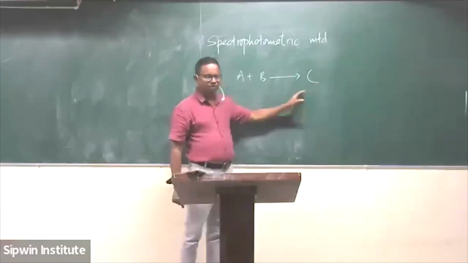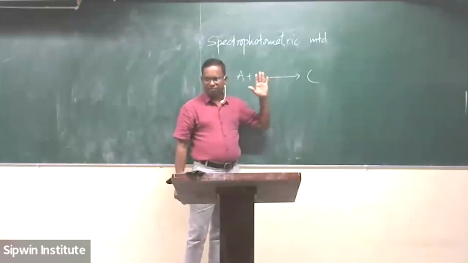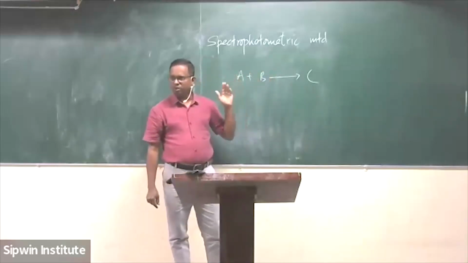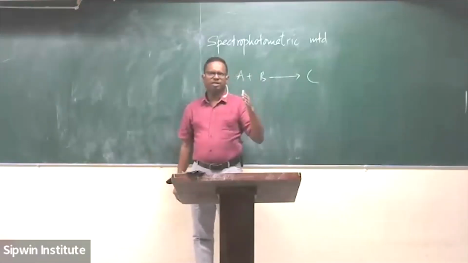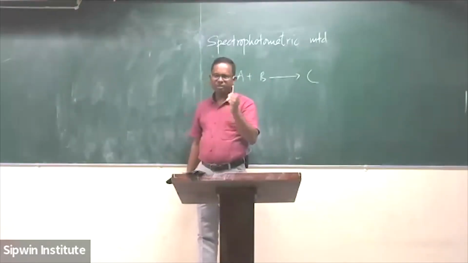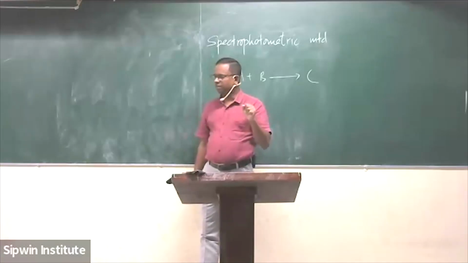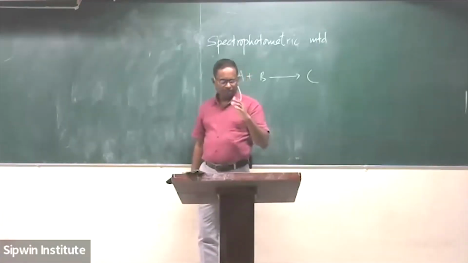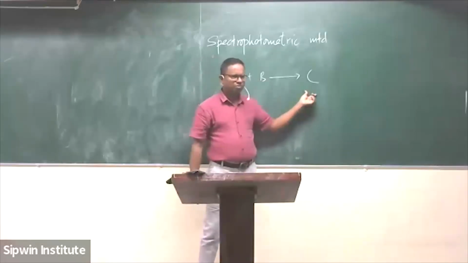If this one is a colored one, at the beginning there is no C. The product is not there at the beginning, so there is no color. But with time, when C forms, the color intensity gradually increases. Say for example, it is blue. At the beginning it is colorless, so the blue color gradually increases. With that, the intensity of the color gradually increases. So what can we do? We can measure the absorbance.